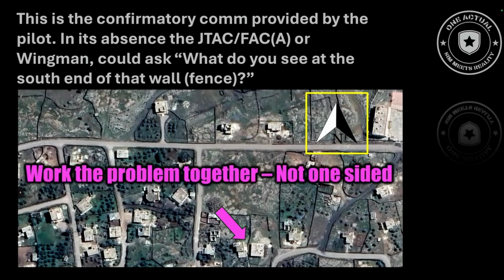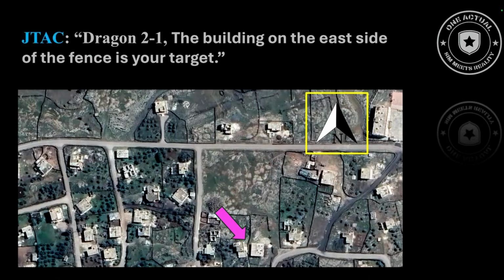And that's where I say work the problem together. It's not one-sided. Whether you're talking about people who look like they're on a roof or where the fence line runs or what building it is, either way can start working the problem. And as you get more comfortable, you could see where you could start adding into this. Dragon 2-1, the building on the east side of the fence is your target.